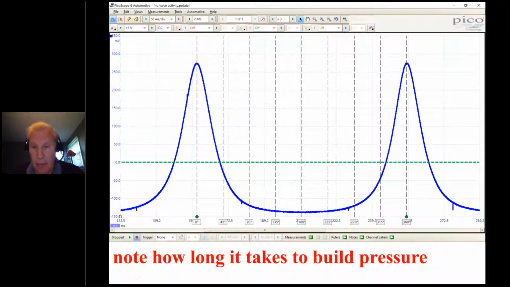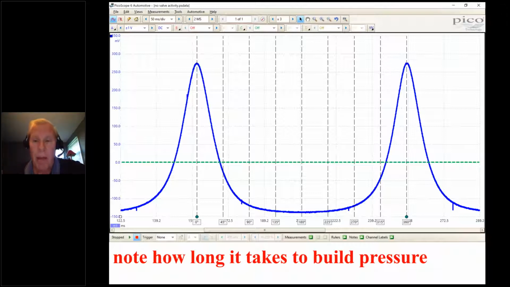Said another way, we start to build pressure right here. So that's atmospheric pressure right there, and then that's peak pressure. So we have less than 45 degrees of crank rotation to build pressure in that cylinder. Now, granted, there's no valve action here, but even in a regular running cylinder with good compression, you don't have a lot of time, not much more than 45 degrees.